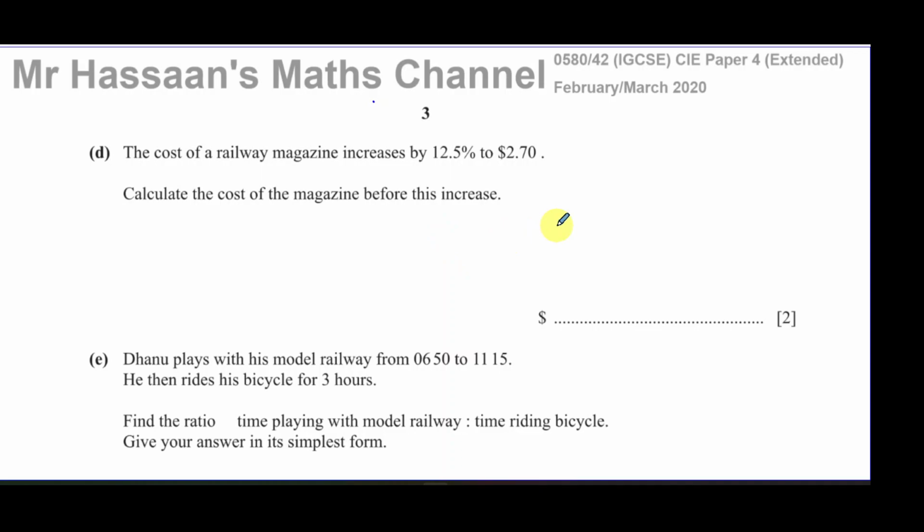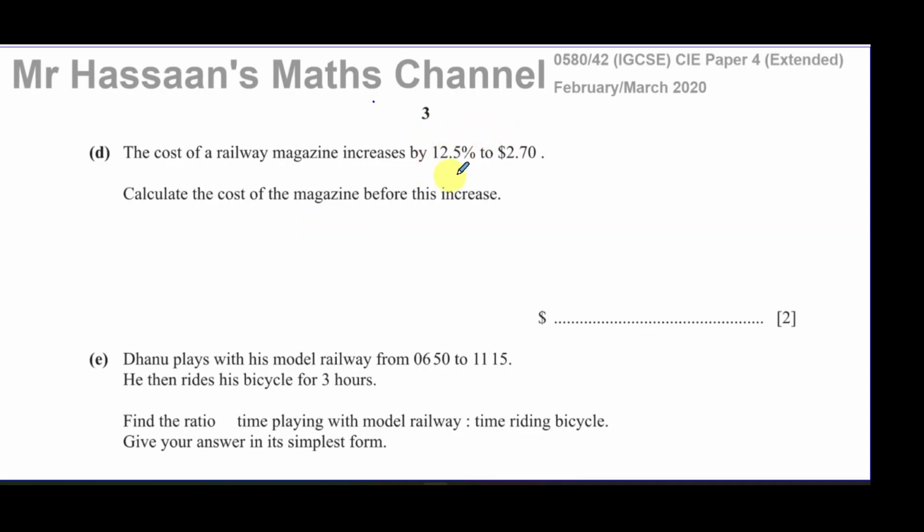Okay, part D is about percentage, and this is a very important question actually, because this is about reverse percentages, which many students make big mistakes with. All right. Here it says the cost of a railway magazine increases by 12.5% to $2.70. Calculate the cost of the magazine before this increase. So we know the price after the increase, but we do not know the price before the increase. All right, and this is where many students make a mistake.